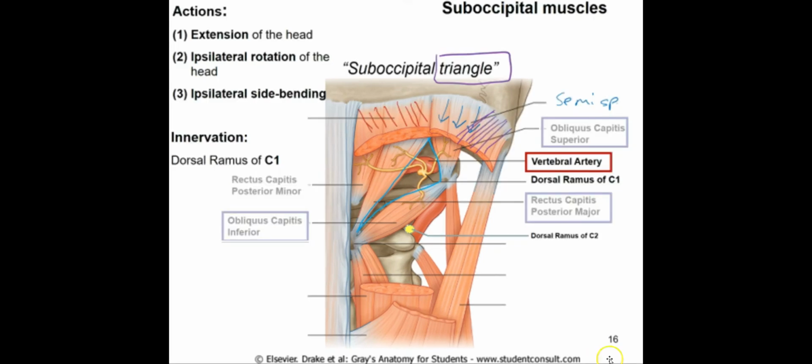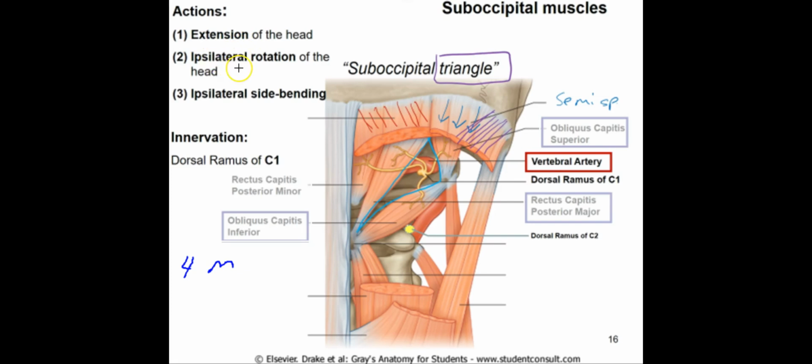Now that we can see the triangle, I want to point out something rather important and something you might like to hear. You will not need to know the four muscles of the suboccipital triangle. You should know this. There are four muscles, so let's write that in. There's four muscles. You need to know their actions. So they're responsible with bilateral contractions. They help to extend the head.